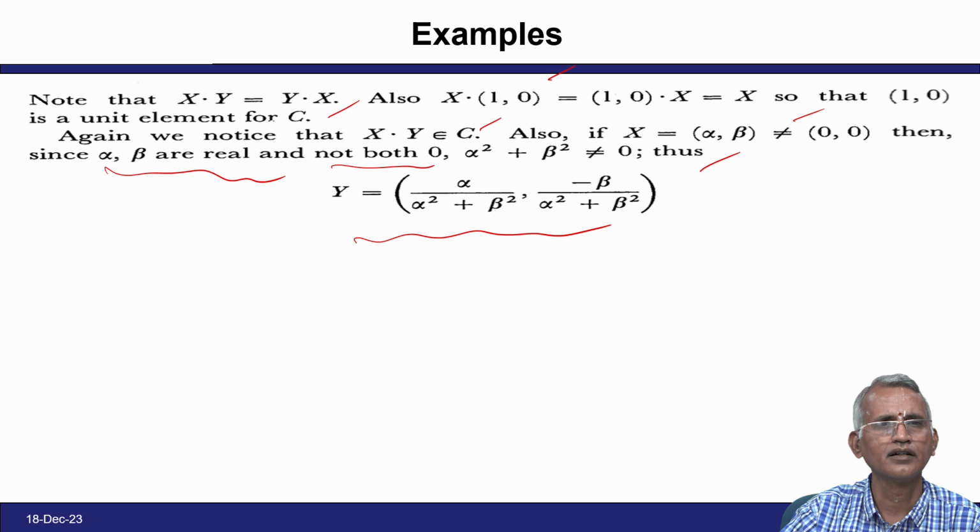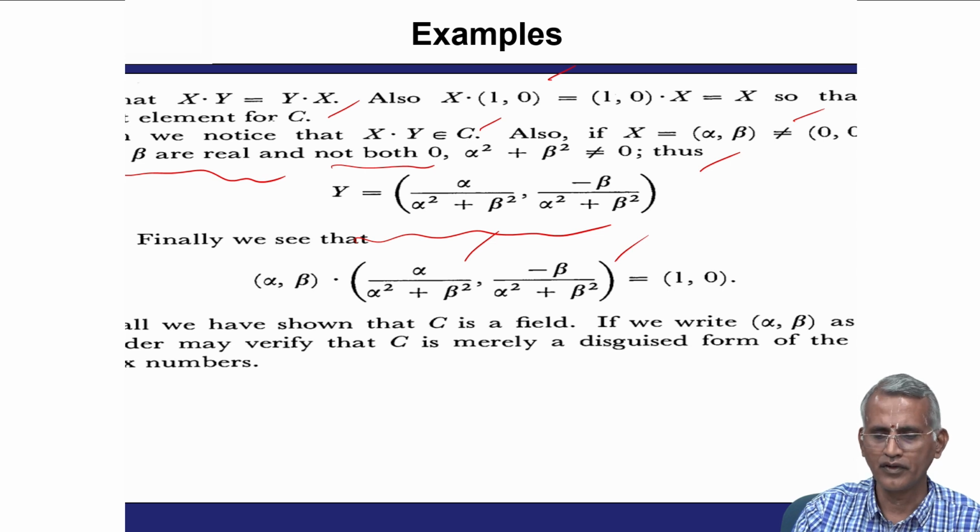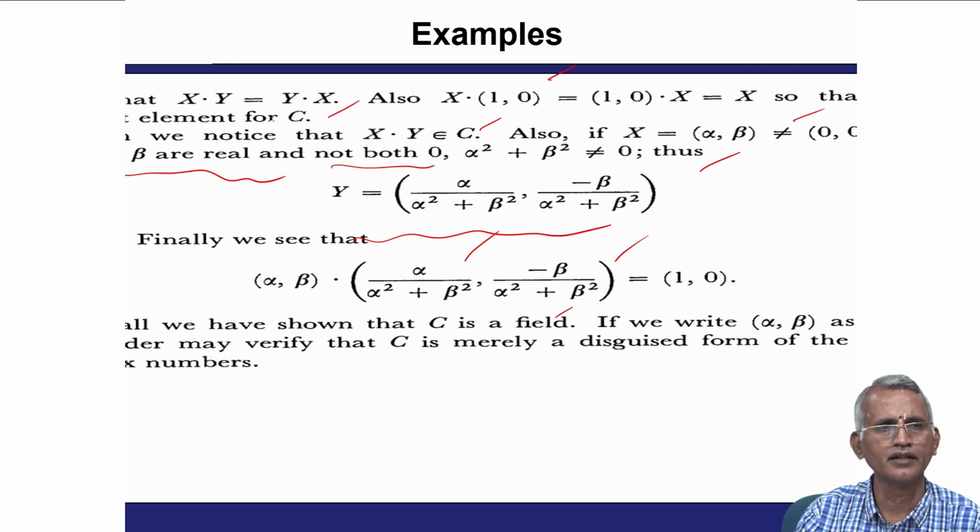So, this way we can define the complex numbers, and then we can define the corresponding values. Finally, we see that the real part is α by α square plus β square, the imaginary part is minus β by α square plus β square, and we can equate them to (1, 0), so that it forms a field. So, if you write (α, β) as α plus βi, we can verify, as the readers can follow here, that C is merely a disguised form of the familiar complex numbers.